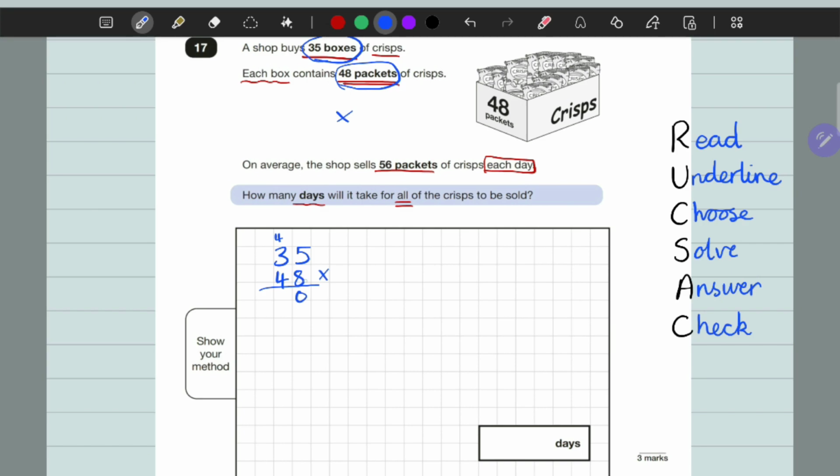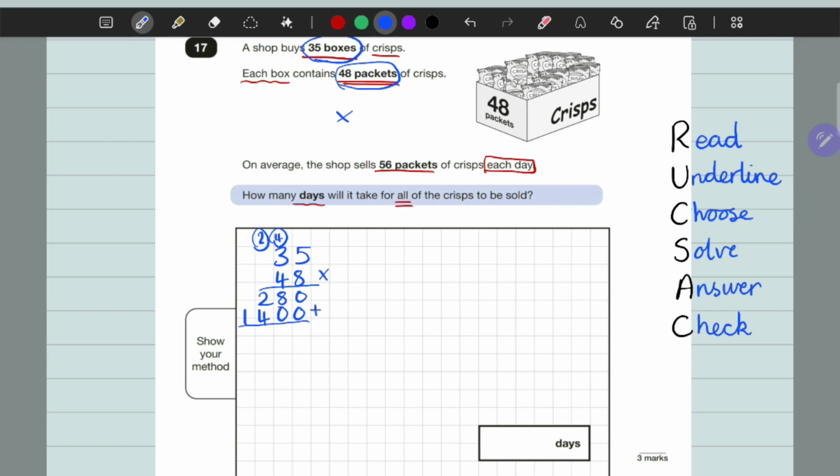3 multiplied by 8 is 24. I need to add the 4, gives me 28. Now I'm multiplying my tens column, so I automatically put a 0 for my tens. 5 multiplied by 4 gives me 20, so 2 and 0. And 3 multiplied by 4 gives me 12. Add my 2, that's 14.